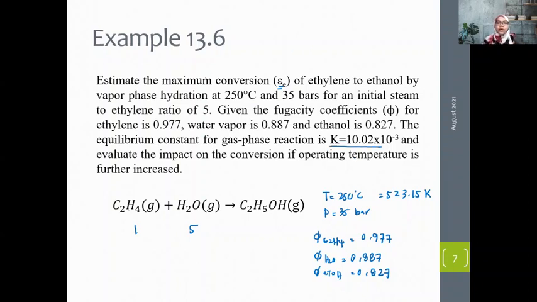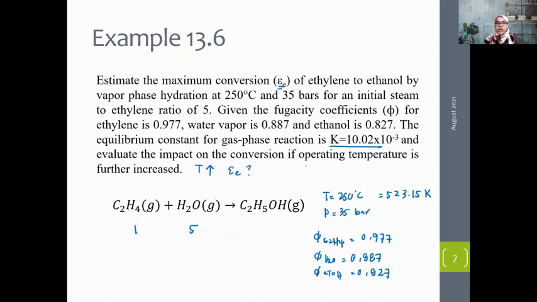How can we correlate the maximum conversion to the K? And also, the next task is to evaluate the impact on the conversion if the operating pressure is further increased. So if we further increase it, what is the impact on the conversion? We have already extracted all the information, so how can we determine the maximum conversion given all this information?